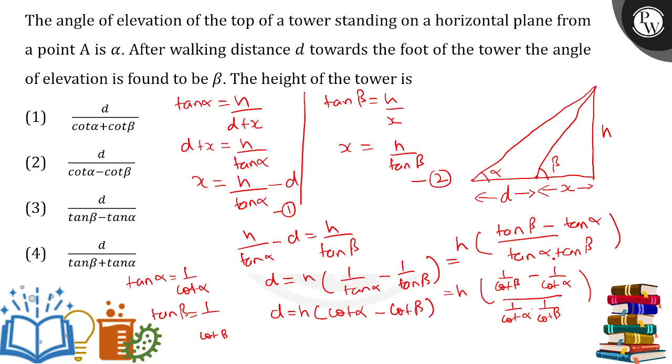And since I need the value of h, h will be d upon cot of alpha minus cot of beta, which matches our option 2. A good question. Basically it was more of a trigonometry involved in this problem. That's all.